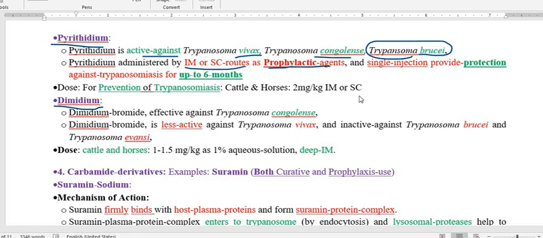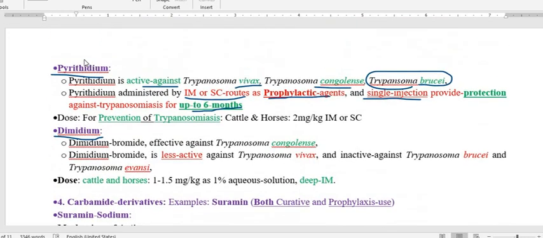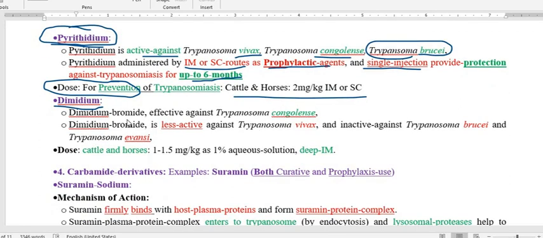And the drug pyrithidium should be administered by the intramuscular or subcut route as a prophylactic agent, and as a prophylaxis measure it shows efficacy up to 6 months. This is important, and this is for a single administration. Pyrithidium, as we have seen, is used mainly for the prevention of trypanosomiasis, and the dose for cattle and horse is 2 mg per kg intramuscular or subcut.